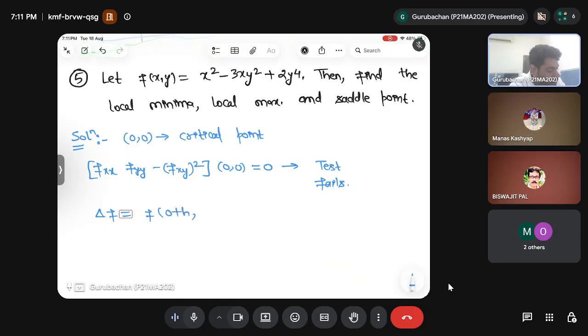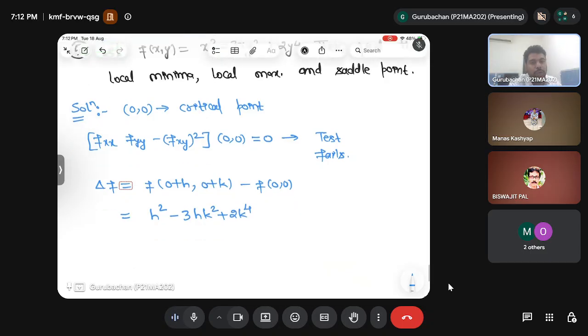So f of 0 plus h, 0 plus k, minus f at 0, 0, because 0, 0 is our critical point. So we want to calculate what is going to happen near around this 0, 0. So what will be this value? h squared minus 3h k squared plus 2k to the power 4. So obviously f(0,0) is 0, so we don't need to worry about it.